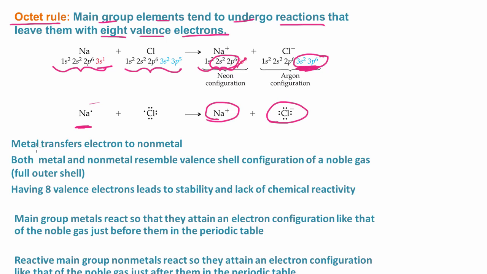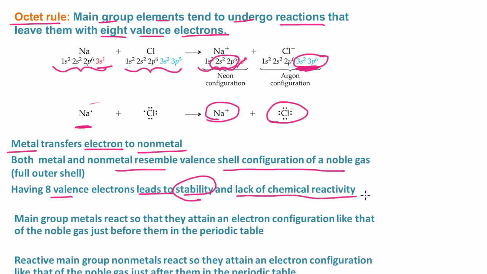What happens is a metal will transfer an electron, or more than 1 electron, to a nonmetal. Both the metal and nonmetal will resemble the valence shell configuration of a noble gas. That means there's a full outer shell. Having 8 valence electrons leads to stability and lack of chemical reactivity. I mean, let's face it, table salt, which is sodium chloride, is very stable.